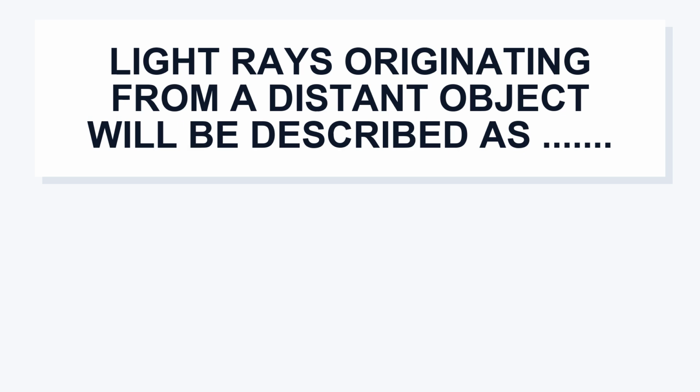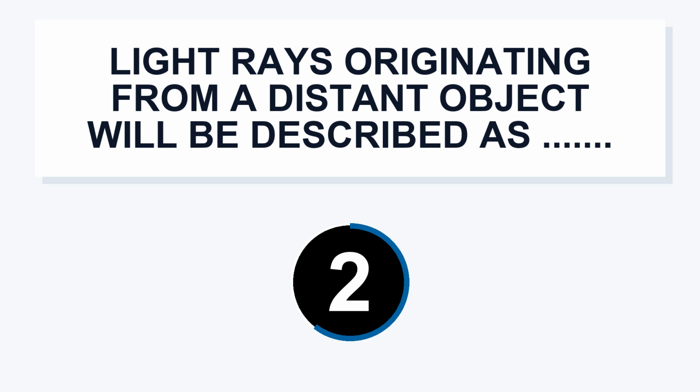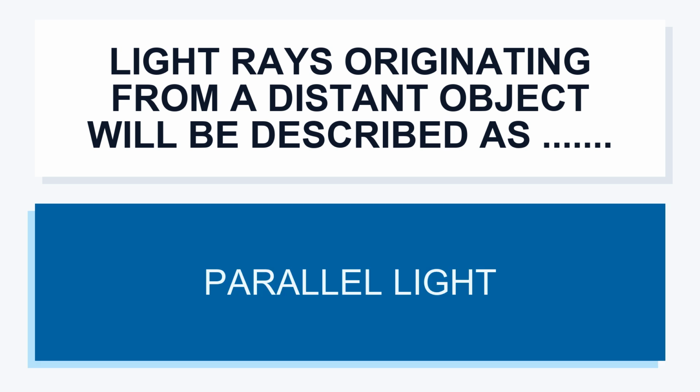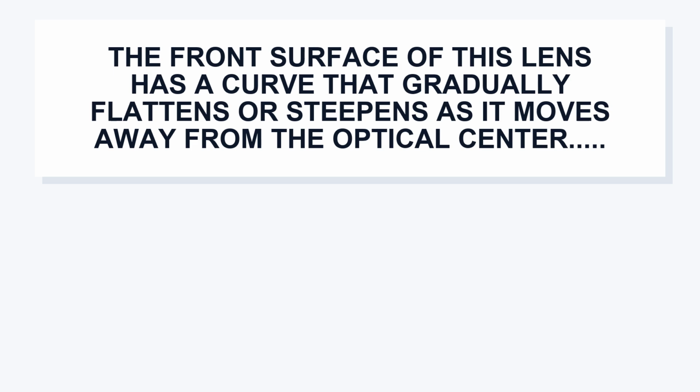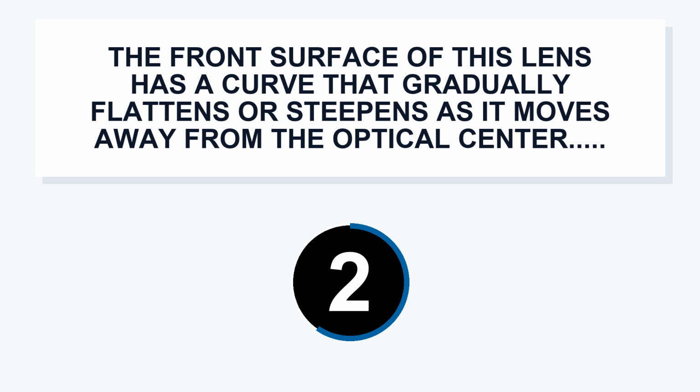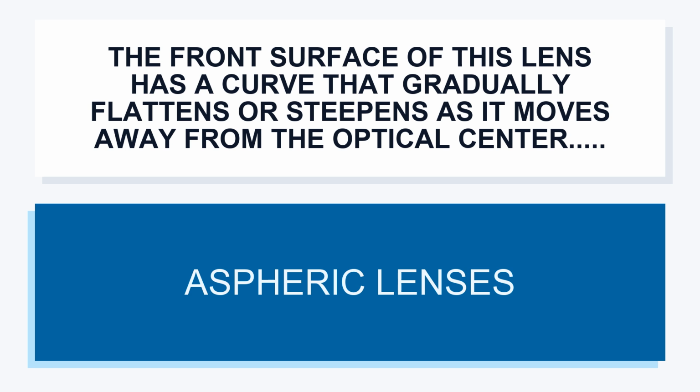Light rays originating from a distant object will be described as parallel light. The front surface of this lens has a curve that gradually flattens or steepens as it moves away from the optical center. Aspheric lenses.